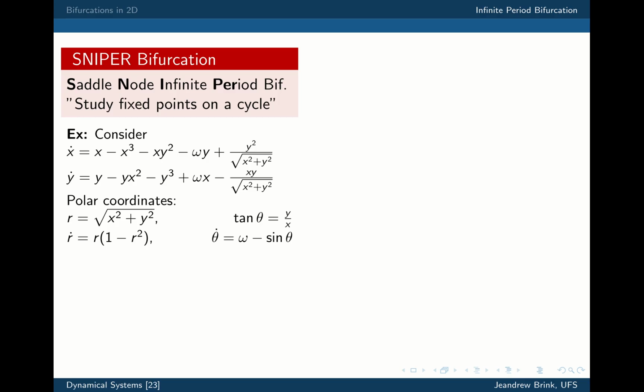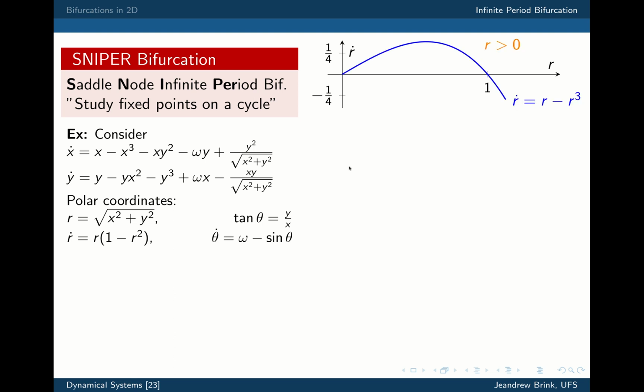So if we look at just the radial equation, we can plot the 1D phase portrait. There we have r dot equals r minus r cubed, and it has two roots, one at r equals 1 and the other at r equals 0. We're assuming that r is bigger than 0, so we neglect the root that could also potentially occur at r equals minus 1. If we want to put this picture onto the xy phase portrait, we see that a fixed point in the radial coordinate at r equals 0 immediately translates to a fixed point at the origin.